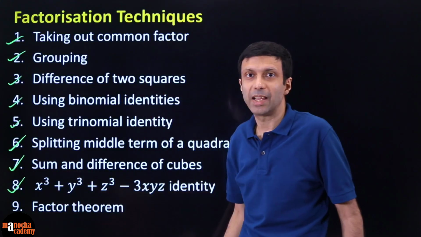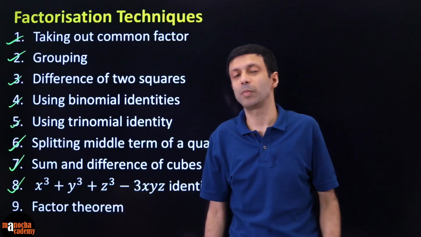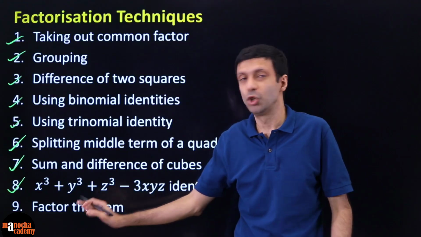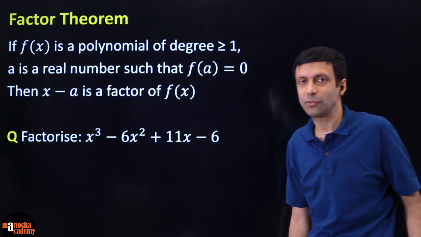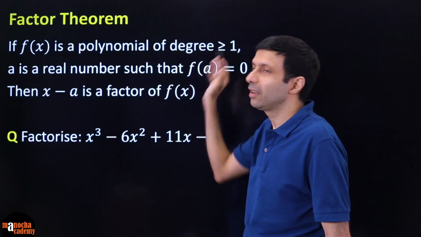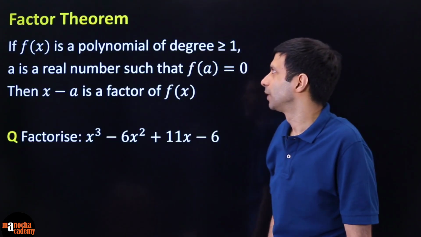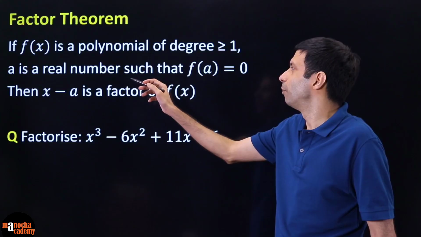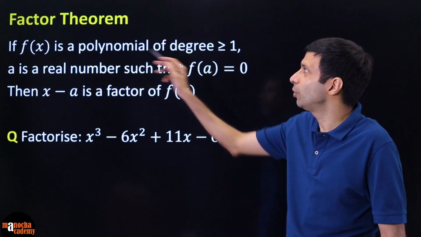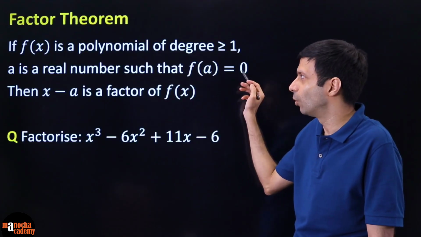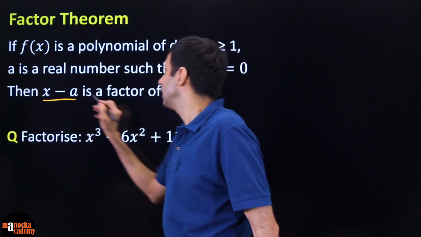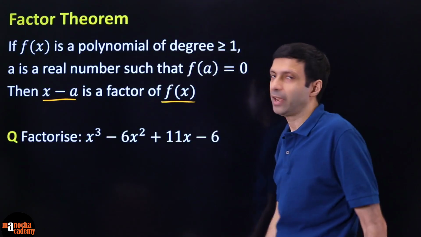Now let's see how we can apply the factor theorem. And please watch my video if you haven't watched it yet. There is a video on remainder and factor theorem. Do watch that. So let's recap. What does factor theorem say? If f(x) is a polynomial of degree greater than or equal to 1 and a is a real number such that f(a) equals 0, which means you substitute x equal to a in this polynomial and you get 0, then we can say that x minus a is a factor of f(x).